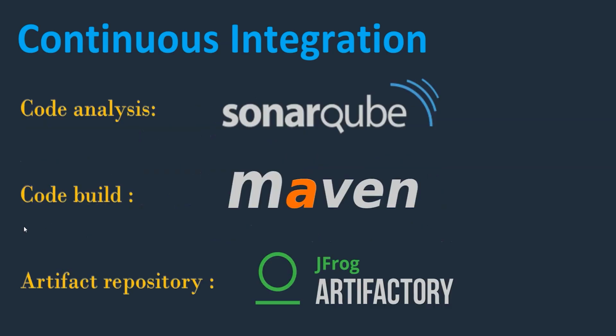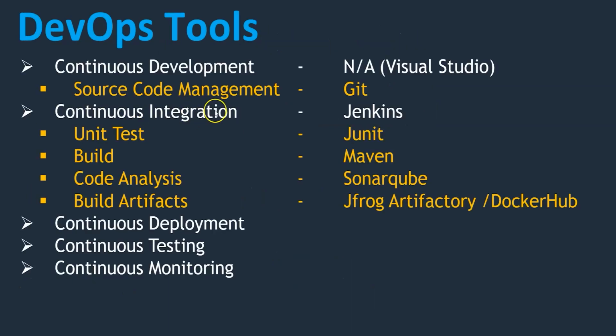So if we see for code analysis, we are going to use SonarQube, code build Maven, and artifact repository JFrog Artifactory. These tools we are covering in this course. So under continuous integration, apart from Jenkins, we are going to see unit test as JUnit, build tool Maven, code analysis SonarQube, build artifacts. We are going to use JFrog Artifactory as well as Docker Hub because we are dealing with containers. For that we need Docker Hub.